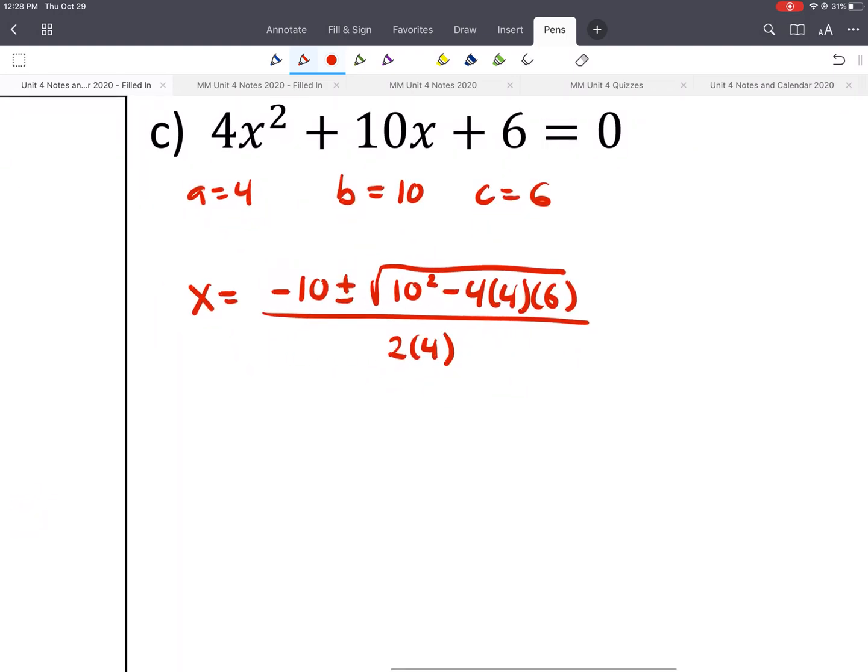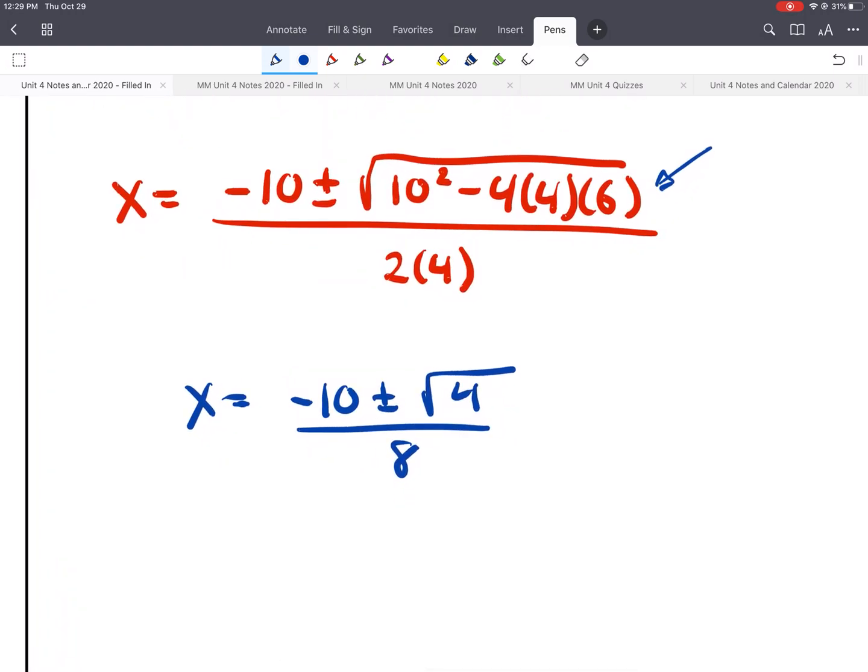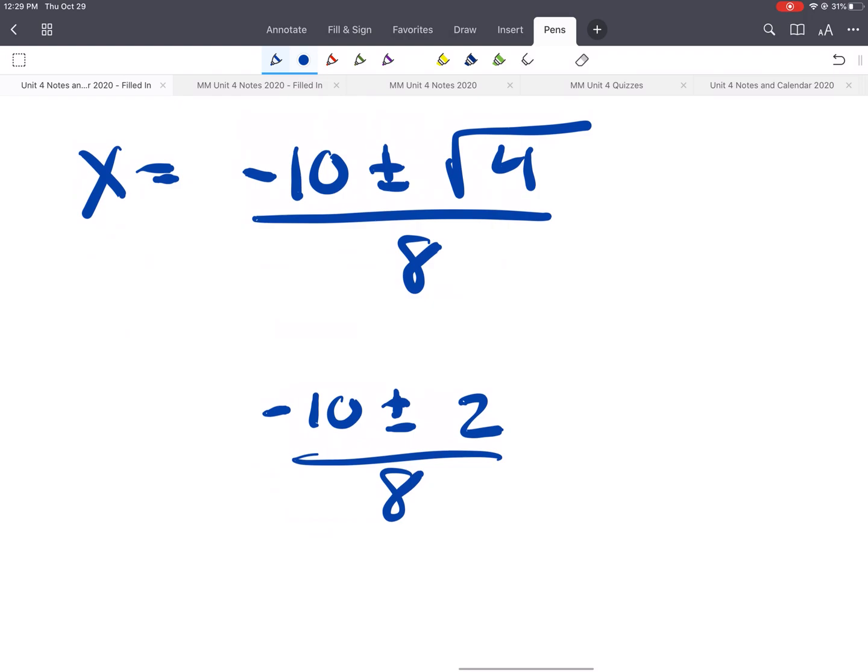Okay, so now we will simplify our discriminant, so what's inside. So I'll just use my calculator. 10 squared minus 4 times 6 turns out to give you 4. So we get x is equal to negative 10 plus or minus the square root of 4 all over 8. Okay, and then we know what to do next is the root, so that gives us negative 10 plus or minus 2 over 8. Okay, and here we could simplify our fraction.